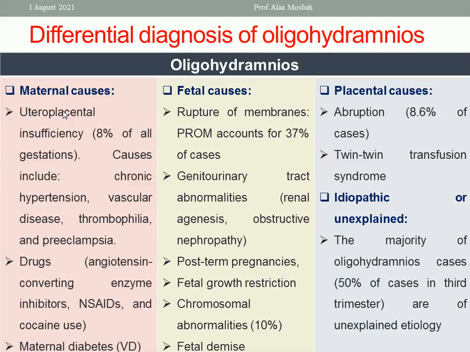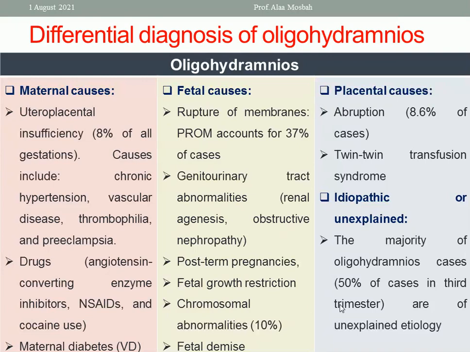As regards the differential diagnosis of oligohydramnios, this is the differential diagnosis of the underlying causes of oligohydramnios: maternal causes, fetal causes, placental causes, and the idiopathic one. Maternal causes include uteroplacental insufficiency in cases of chronic hypertension, vascular disease, thrombophilia, and preeclampsia, or drugs like angiotensin converting enzyme inhibitors, non-steroidal anti-inflammatory drugs, and cocaine use, all of which cause oligohydramnios. Maternal diabetes is associated with complications as regards vascular disease.